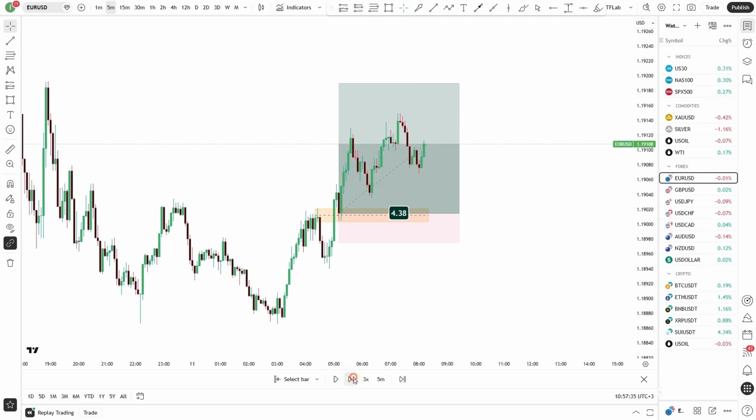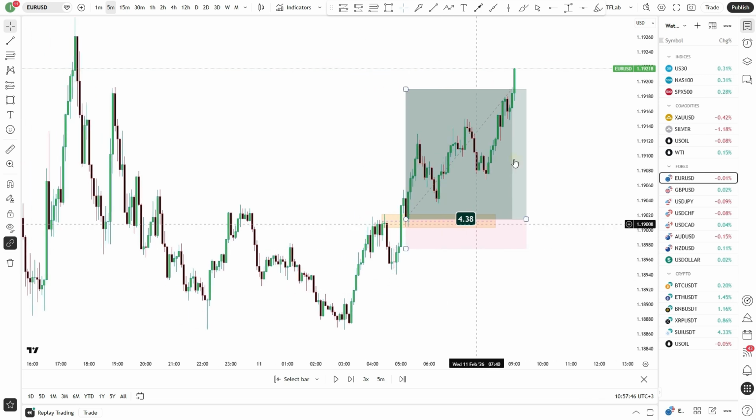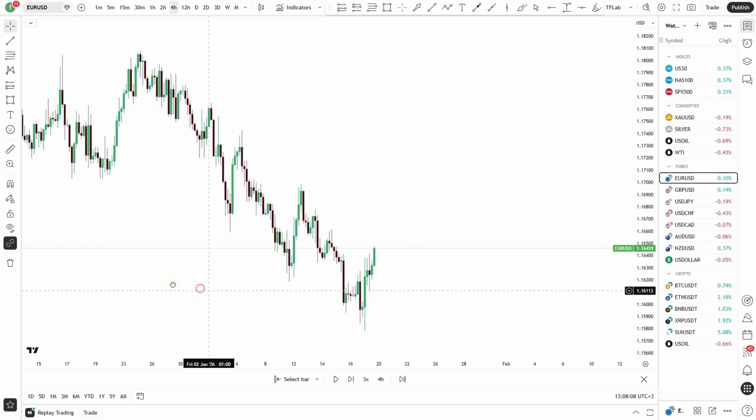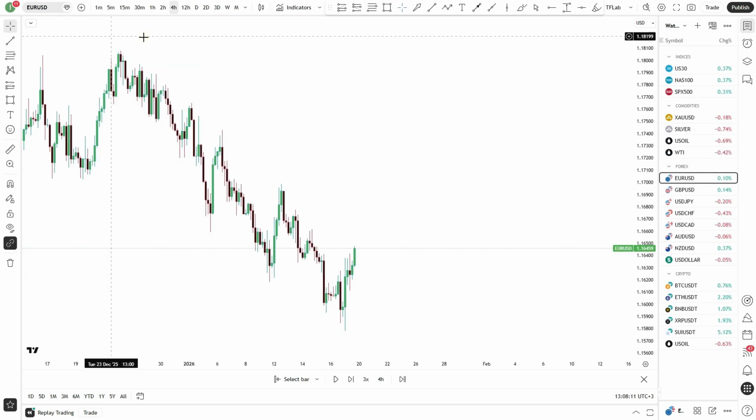All right, let's wait. We see that the pullback came close, and at this point, I was able to reach my take profit. All right, let's go and review another example together. Let's see how we can use this pattern. Okay, we're on the EUR/USD pair in the 4-hour time frame.